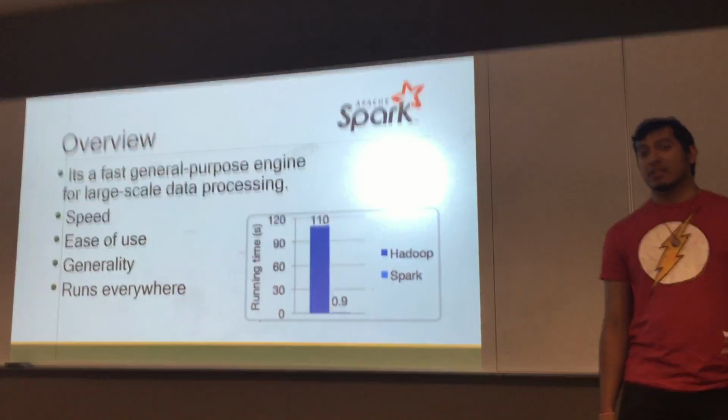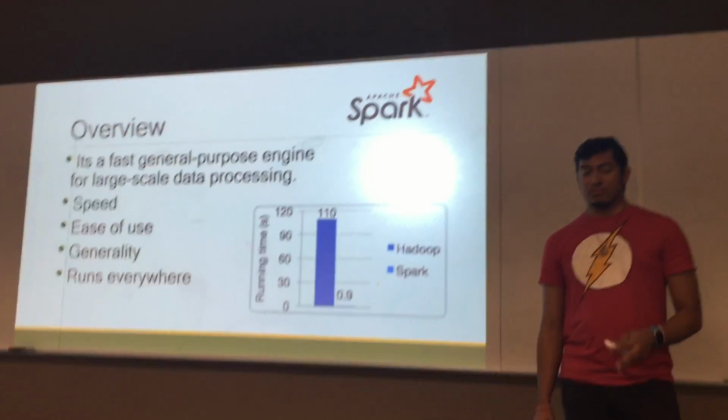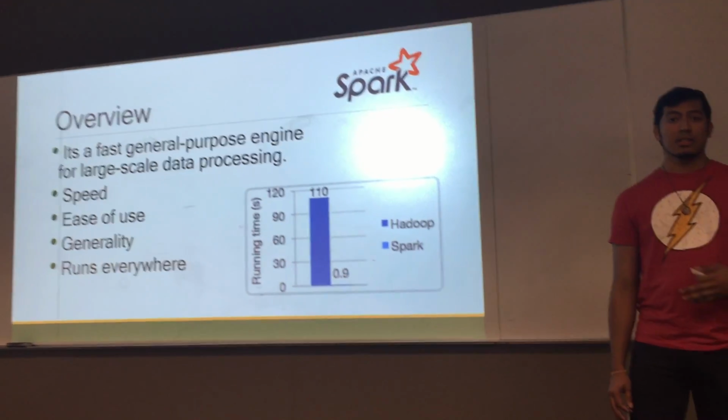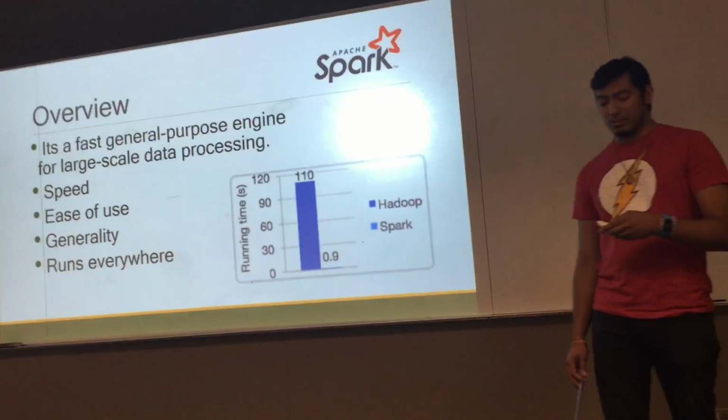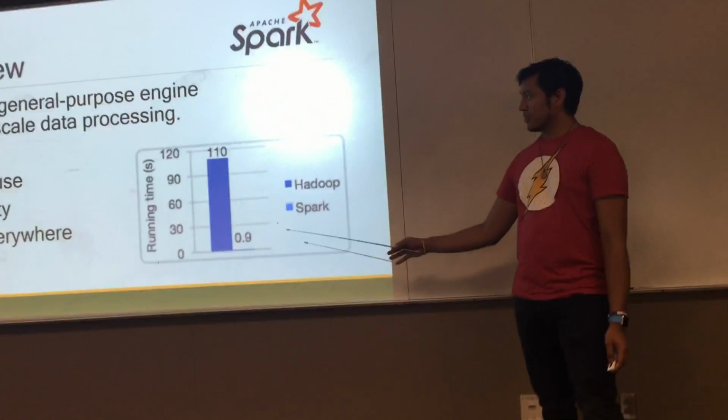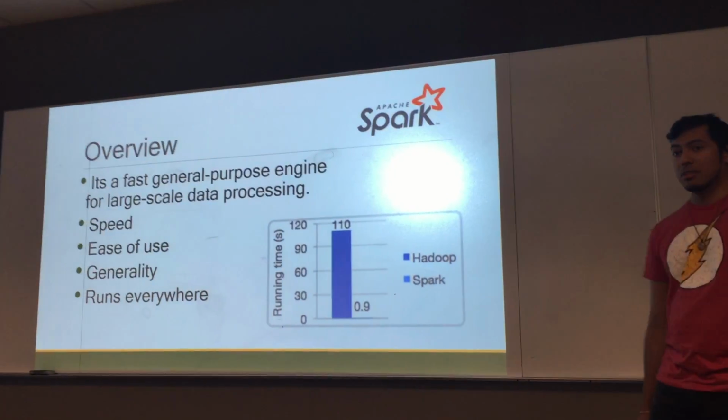Spark in itself, it's fast. A lot of people use it right now. It's known for its speed, ease of use, generality, and it runs everywhere. As you can tell from the image itself, it's almost about 100 times faster than Hadoop.